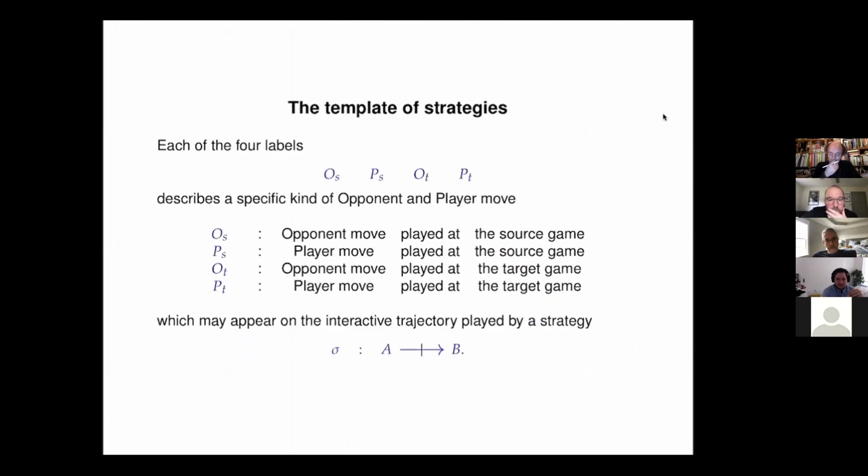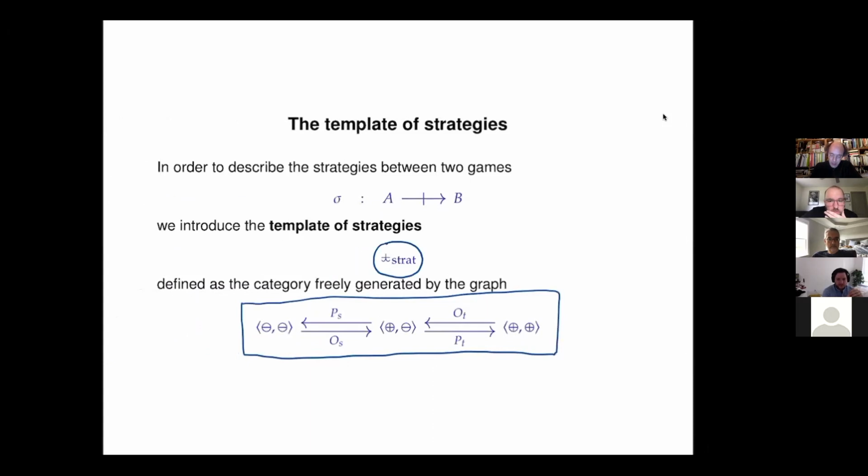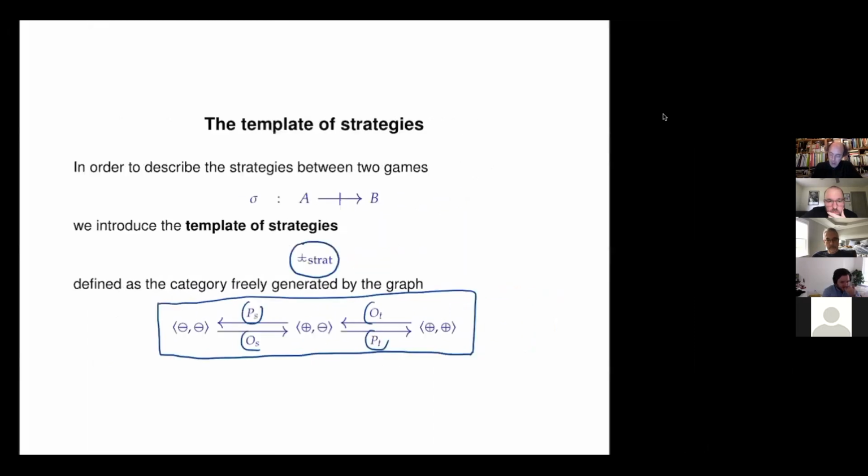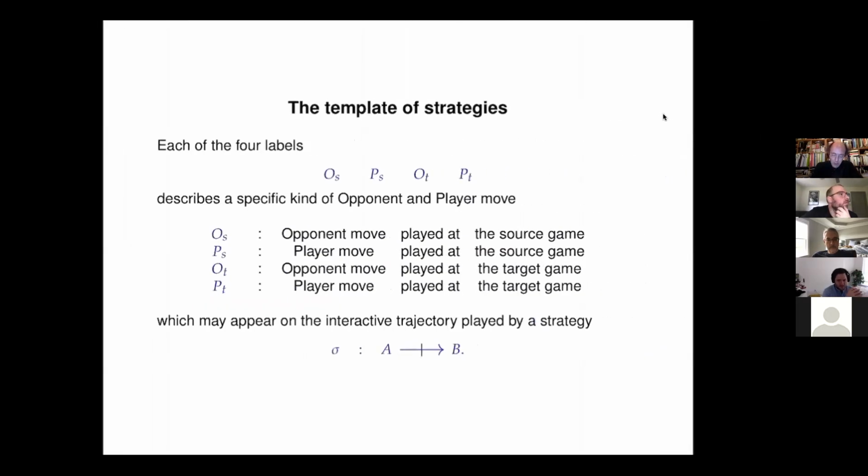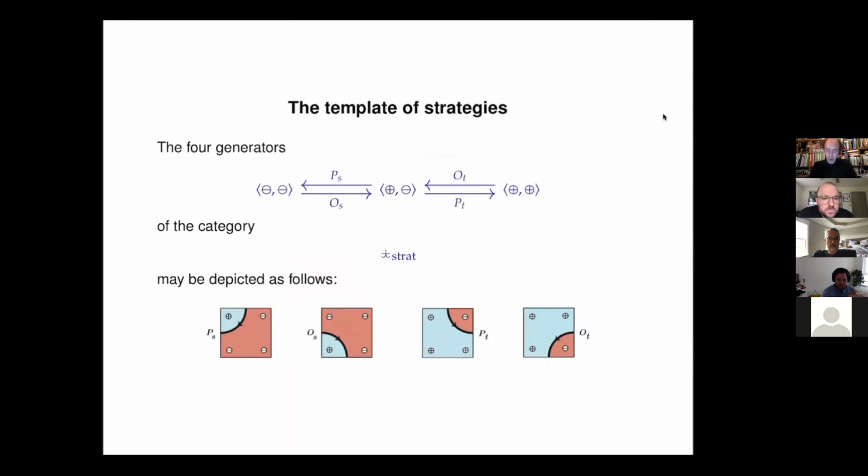And let's see how we should think about these 4 edges here. Let me explain what they mean. We should think of OS and PS as the opponent and player move played at the source game, whereas OT and PT are opponent and player move played at the target game. And so we are interested in strategies playing between 2 games A and B.